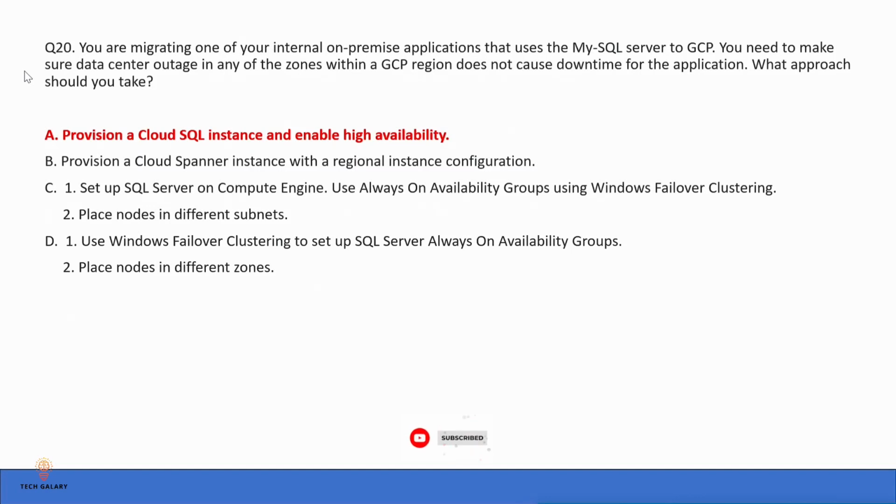Option D, use Windows failover clustering to set up SQL Server Always On availability groups, place nodes in different zones. Here, Cloud SQL also provides a high availability mode for failover protection, not Always On availability groups. So this option is not correct. So option A is correct for this question.